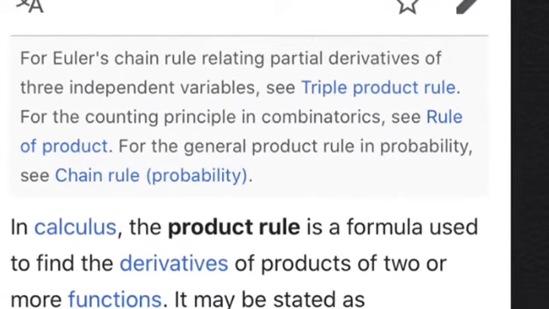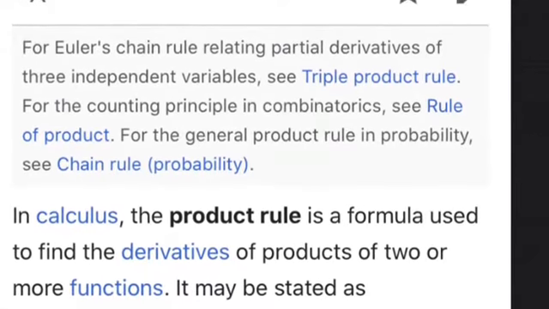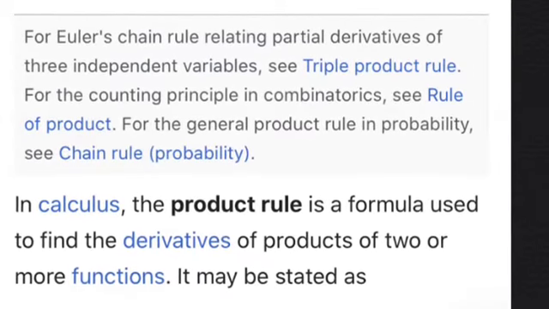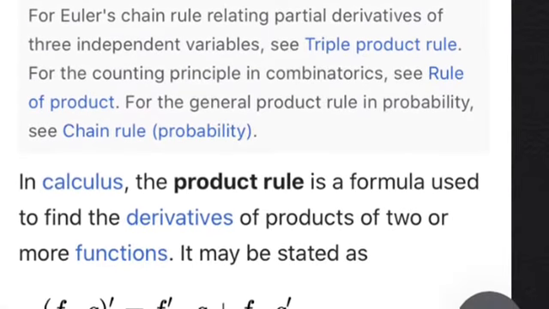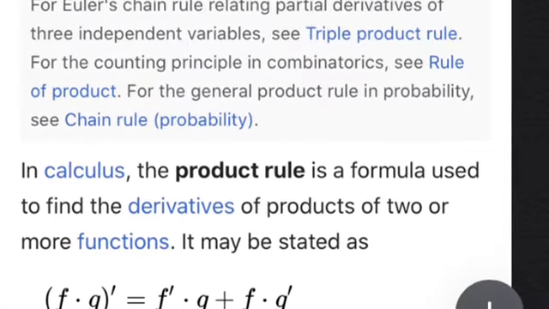Hello, today we will be discussing two important topics that we should know for the final exam. So today we will be discussing chapter 4.3, which is the product rule and the quotient rule. Let's start off with the product rule.